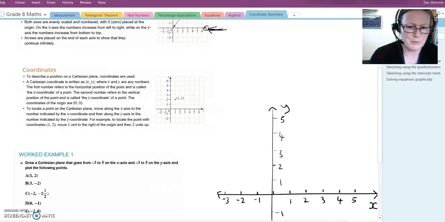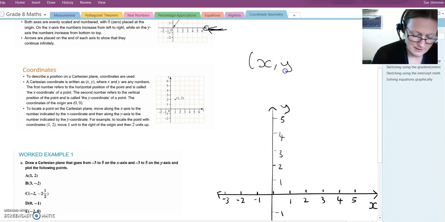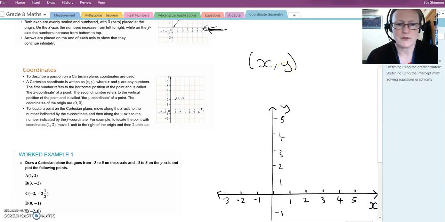If we're trying to plot a point on a Cartesian plane or describe a position on the plane, we use coordinate points. A Cartesian coordinate is written like this, x and then y. So we put the value of x first and then the value of y in the brackets. My way to remember that: which comes first in the alphabet? X. Alright, x comes before y in the alphabet, so when you write them as Cartesian points, the x coordinate comes before the y coordinate.